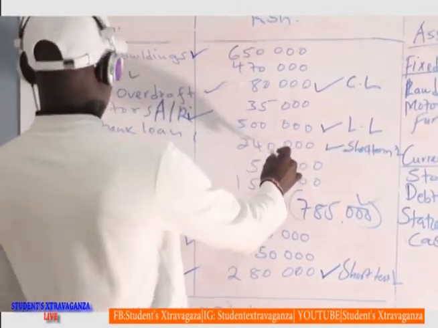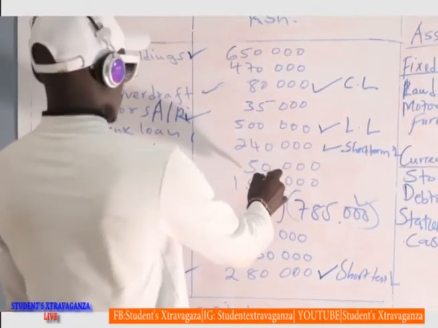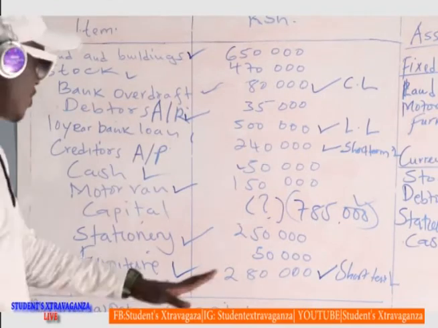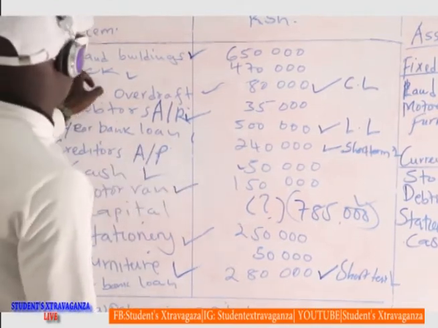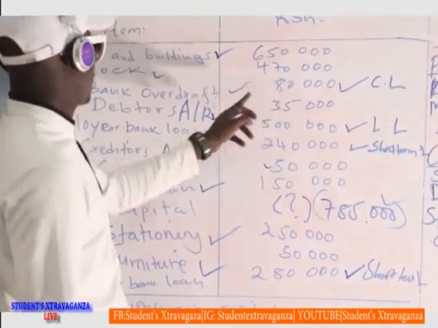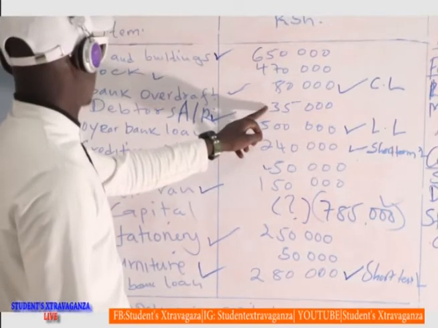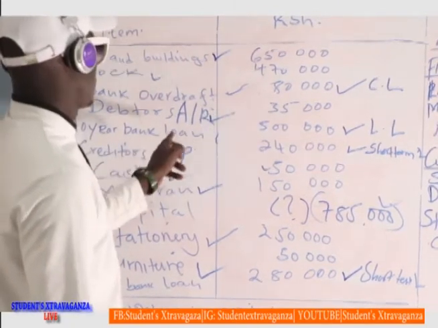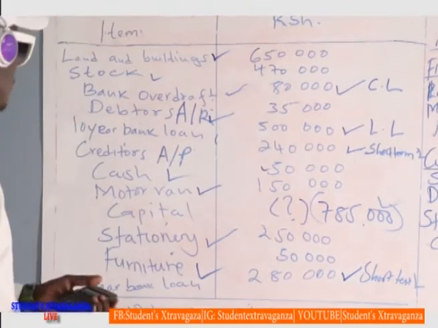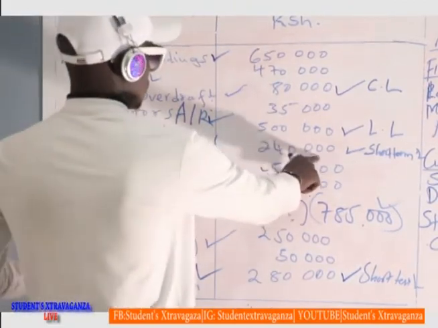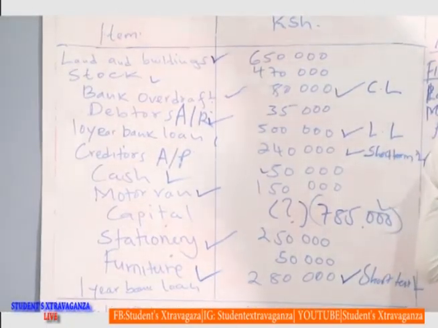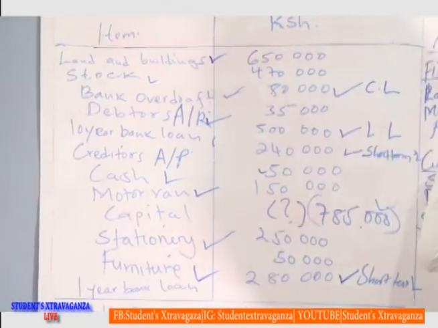Creditors, was it 50,000? Was it 50,000? Our creditors. Let's see. Land, stock, bank overdraft, debtors, 10-year bank loan. Yes, our creditors is 240,000. This one is our short-term liabilities. Creditors, 240,000.